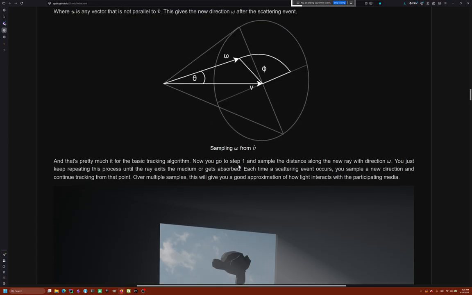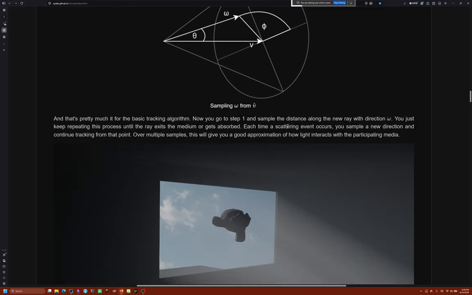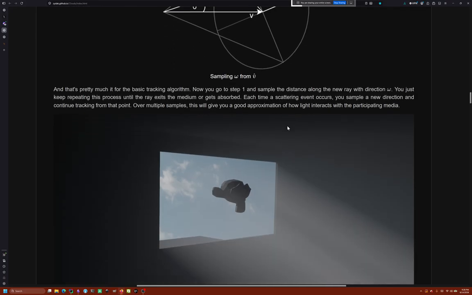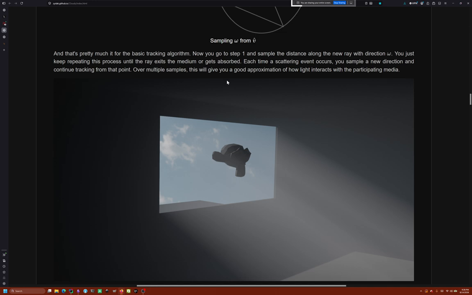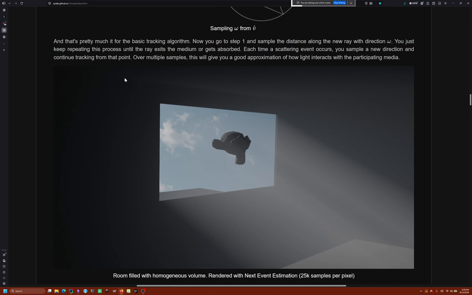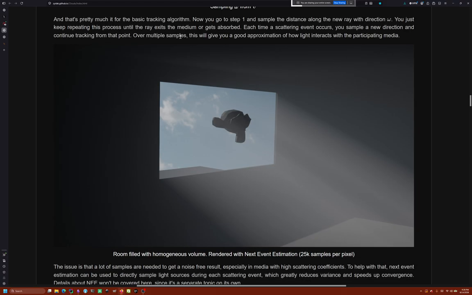So that's pretty much everything for the basic tracking algorithm. Go to step 1 and sample the distance along the new ray with the direction omega. You keep repeating this process until the ray exits the medium or gets absorbed. Each time a scattering event occurs, you sample a new direction and continue tracking from that point. Over multiple samples, you get a good approximation for how the light interacts.